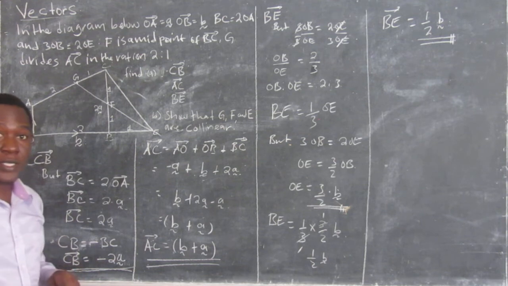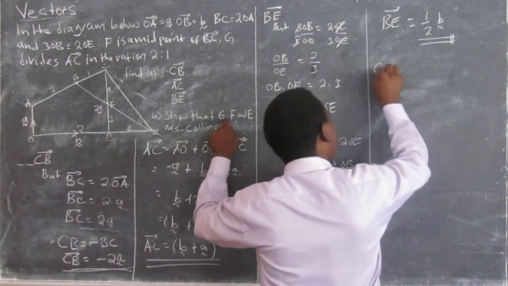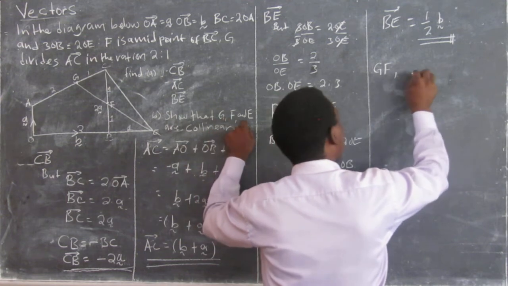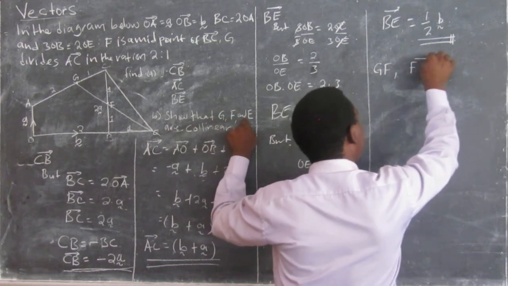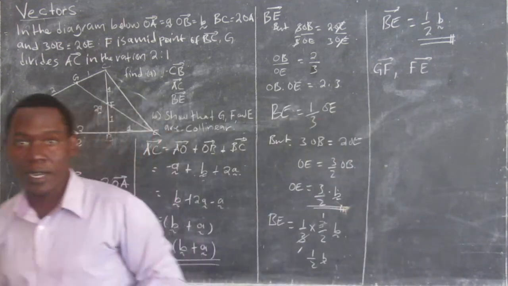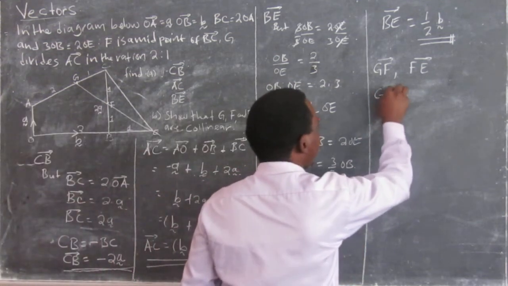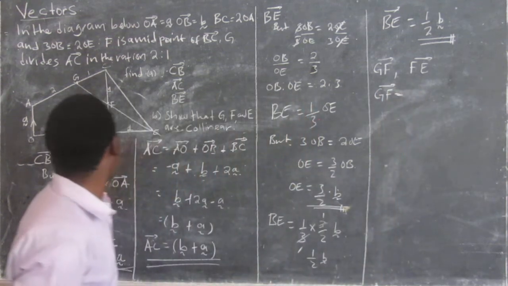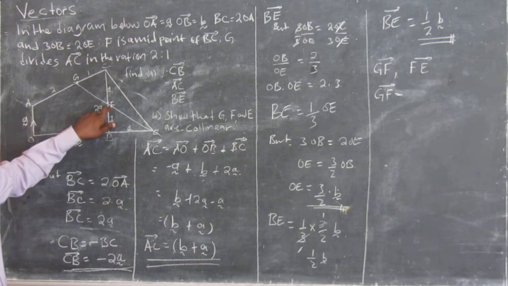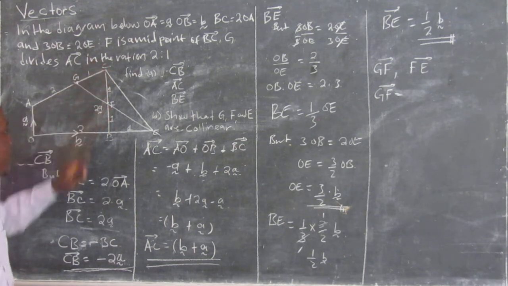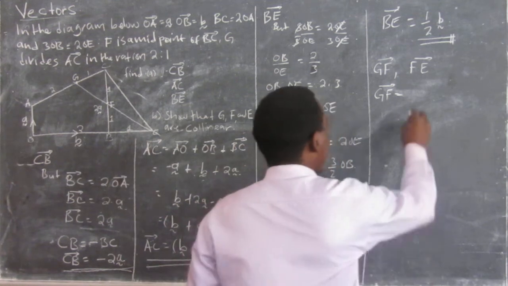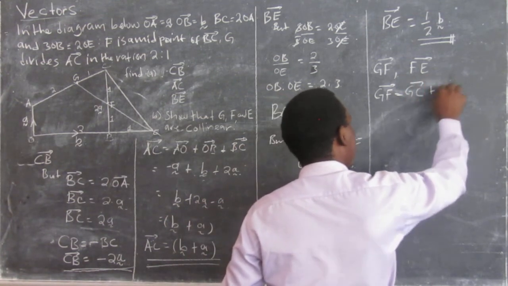But remember, what we are going to do in this case, we are going to find the vector of GF, and then we find the vector of FE. Let's see how we can work out those two vectors. I think we may need some more space in this case so that we can solve this one. Let's start with GF. If you start with GF, if you come here, G to F. To get GF, we may move from G to C and CF. I think that we're going to have GC plus CF.